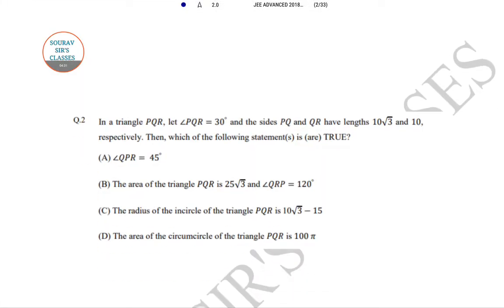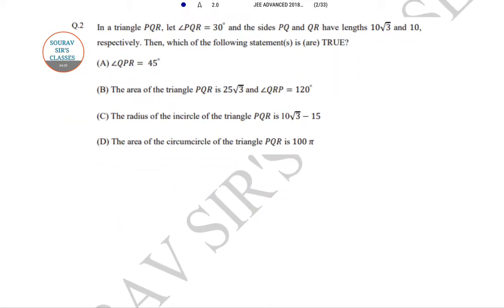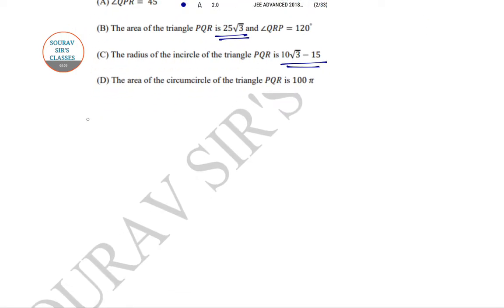Next one is about a triangle PQR. Angle PQR is given as 30 degrees, and the sides PQ and QR have lengths 10 root 3 and 10. Then which of the following statements is true? Angle QPR is 45 degrees, the area of the triangle PQR is 25 root 3, the radius of the incircle of PQR is this, and the area of the circumcircle. It's a question about the triangle structure.